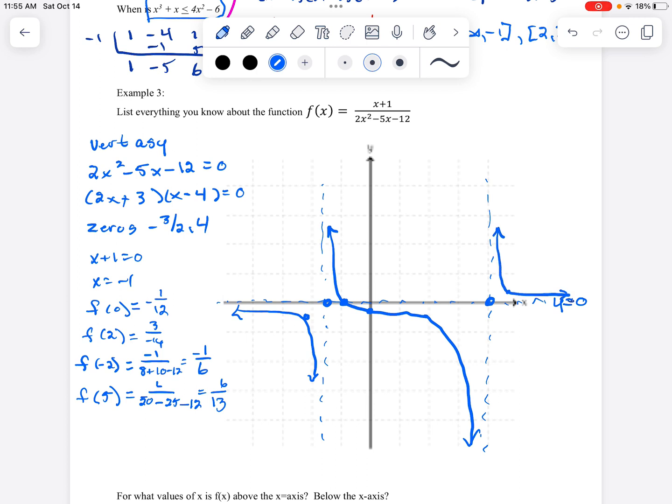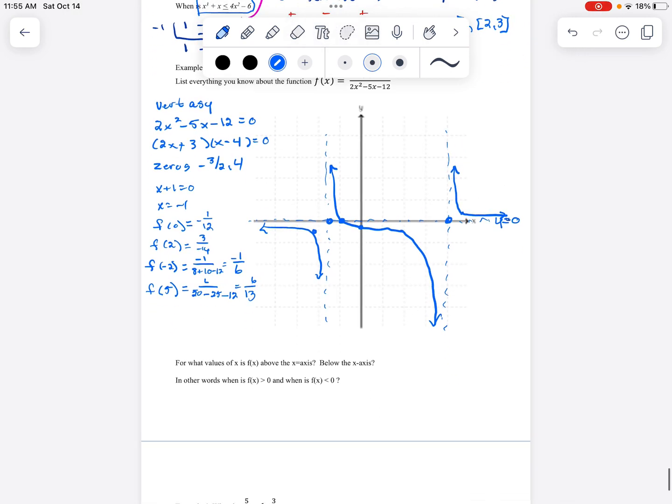So that's a refresher on how to graph rationals. Now, where is my graph above the x-axis? Where is it below? Well, it's above between the interval negative 3 halves and negative 1. It's also above from 4 to infinity. It's below from negative infinity to negative 3 halves, and from negative 1 to 4.